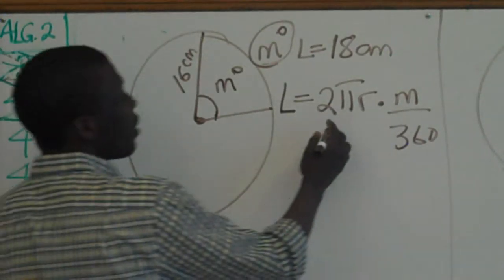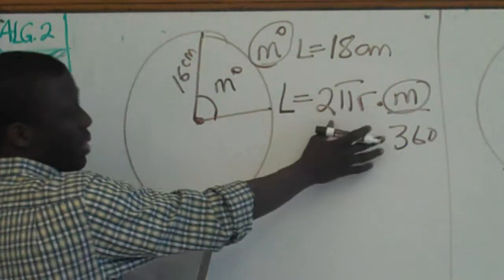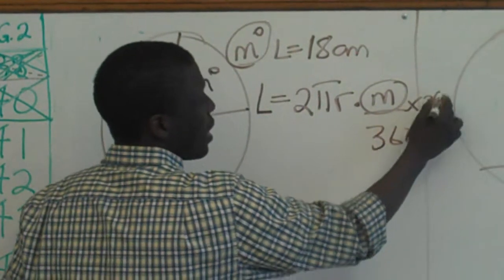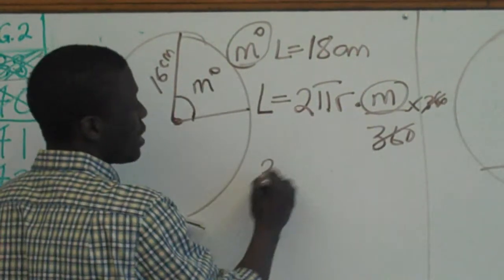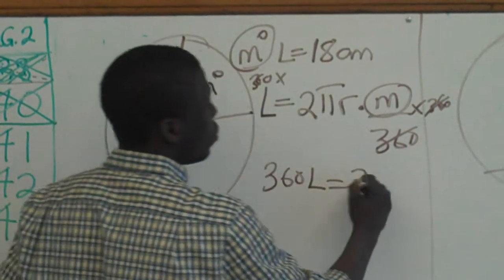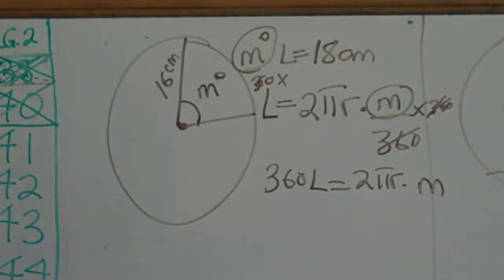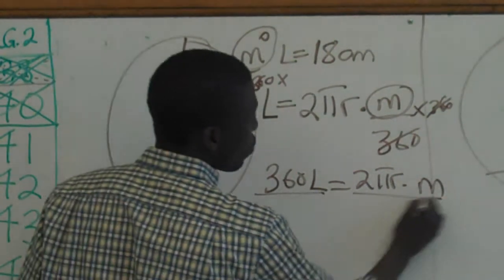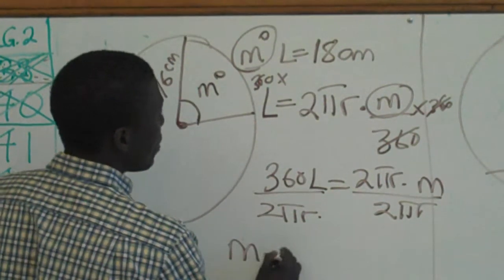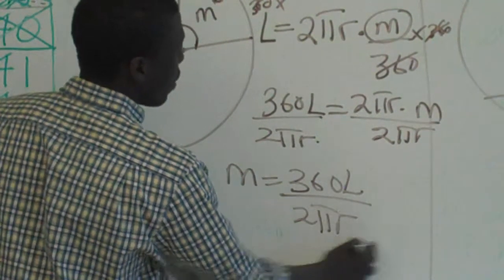At this point, we're looking for m. So we do something similar. We're trying to get rid of everything on this side and bring it over to that side. So we multiply both sides by 360. We get rid of the 360, so we get 360L is equal to 2 pi r times m. Remember, we're trying to make m the subject of the formula. So we divide both sides by 2 pi r. And so m is equal to 360L over 2 pi r.